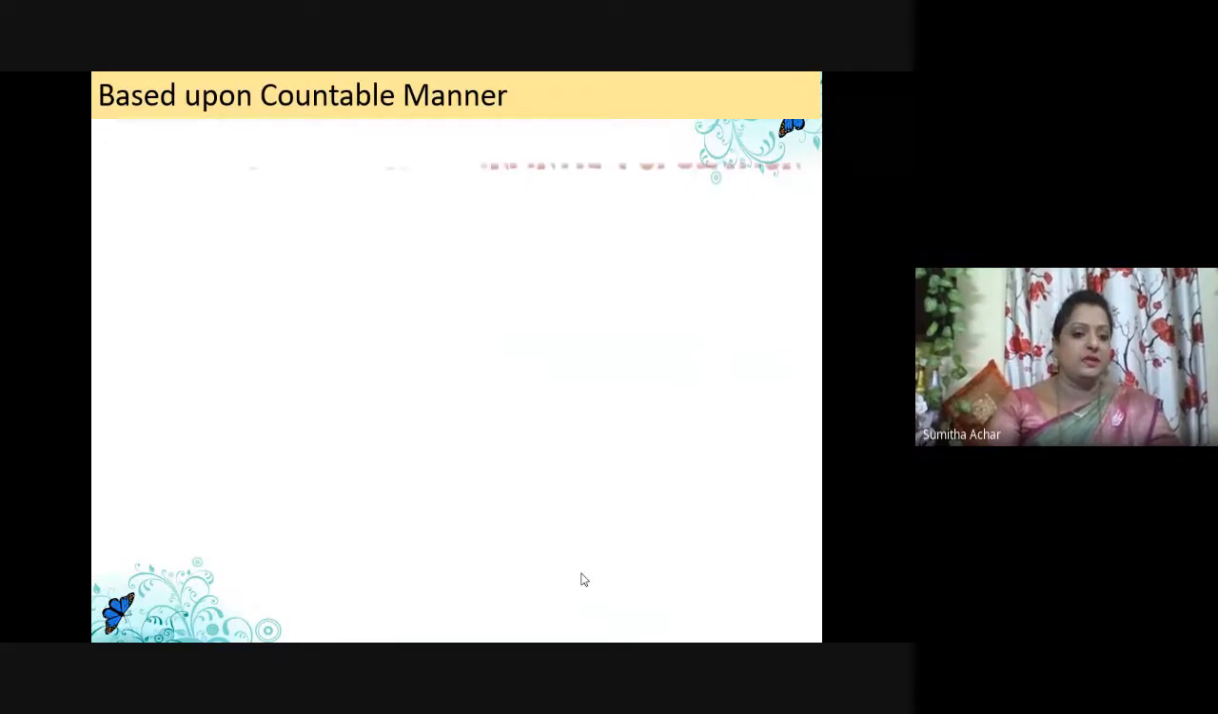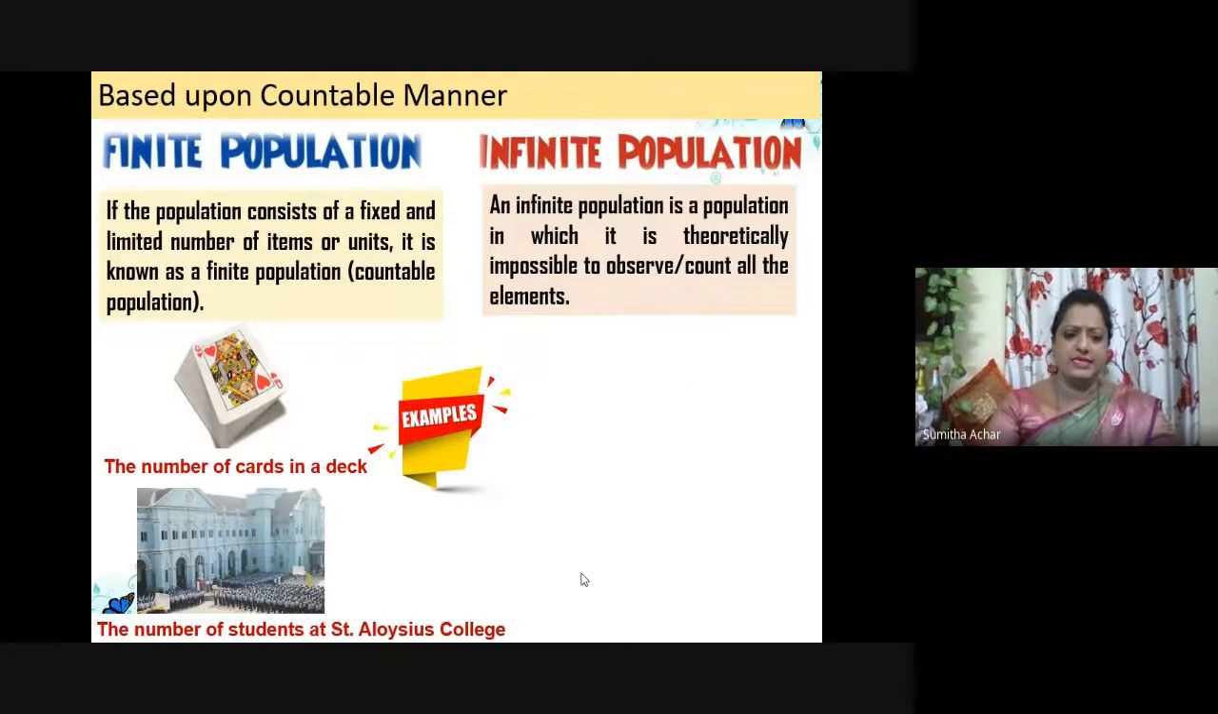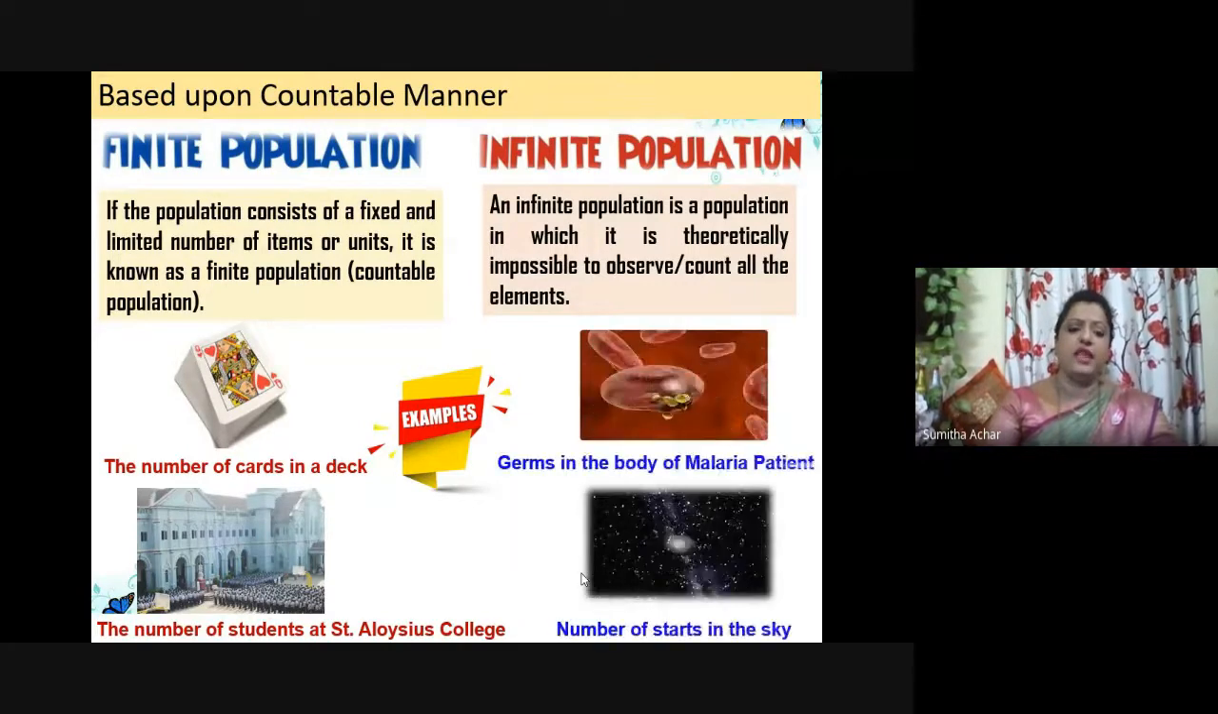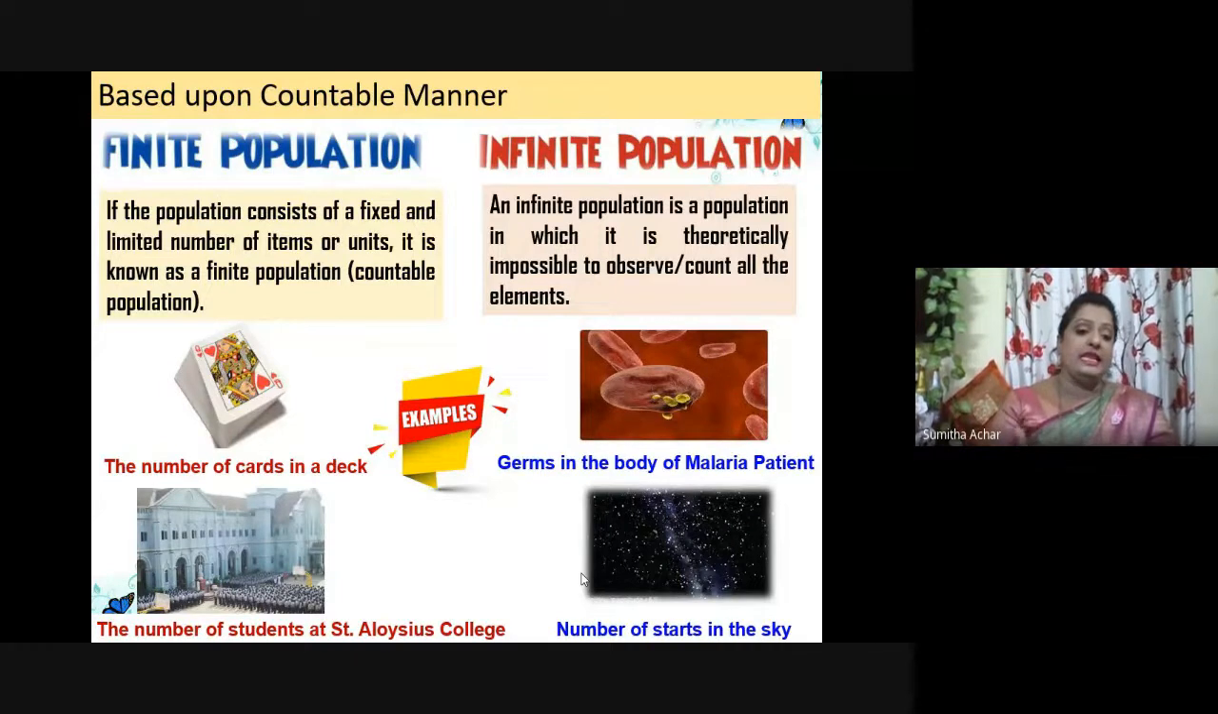Now, based on the countable manner, we have finite and infinite population. I don't have to go into detail; all of you know what a finite population is. Something that you are able to count, right? Where the numbers are fixed and you know the numbers, so you are able to decide the number of units in the population. Then it's a finite population. For example, the number of students in St. Aloysius College. We have a database, we have a sampling frame. Wherever the sampling frame exists, right? A sampling frame is a frame within which you are able to get the details of the sample sizes, or the sampling units.